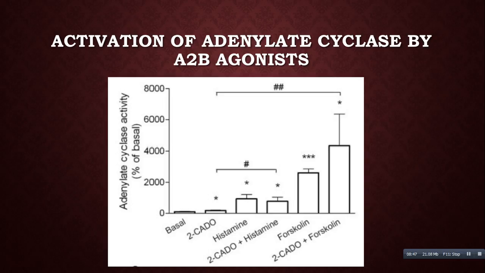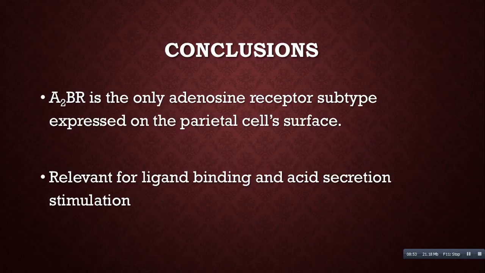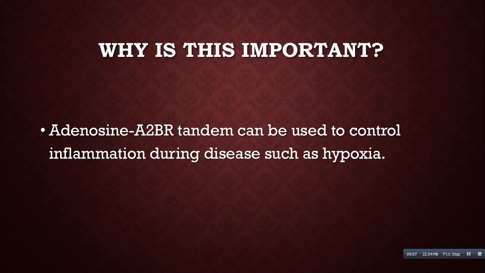The scientists that published this article concluded that the A2B receptor is the only adenosine receptor present on the parietal cell surface of the 4 subtypes, and it is involved in the acid secretion pathway. So why is this important? This is important because these findings suggest that the A2B receptor can be targeted for drug treatment of tissue hypoxia to control inflammation. Thank you for listening.